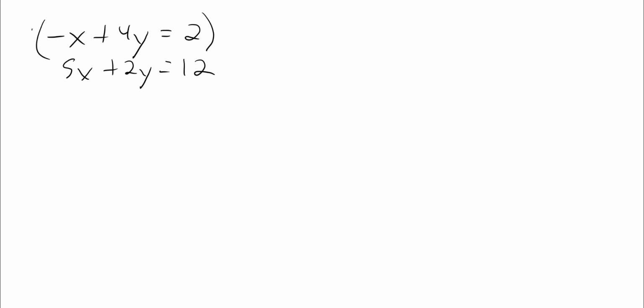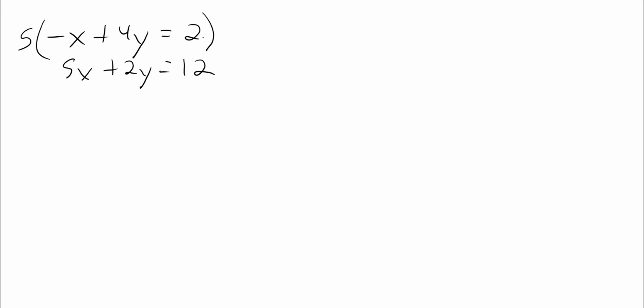Negative x plus 4y equals 2, and 5x plus 2y is equal to 12. Okay, so what variable do you want to eliminate? Well, let's eliminate the x. You could actually choose the y as well. I could choose the y by multiplying the bottom equation by -2 to give me 4 and -4. But I'm going to multiply the top by 5.